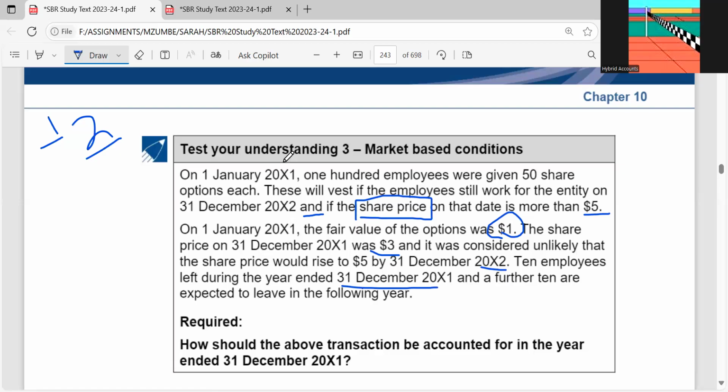So 20 are expected to leave, but you had 100. How many employees do you remain with? It's 100 minus 20, right? 100 minus 20, how much do you get?